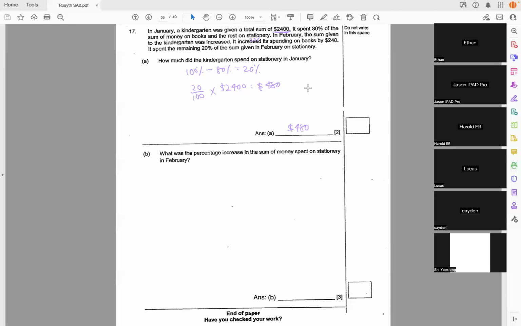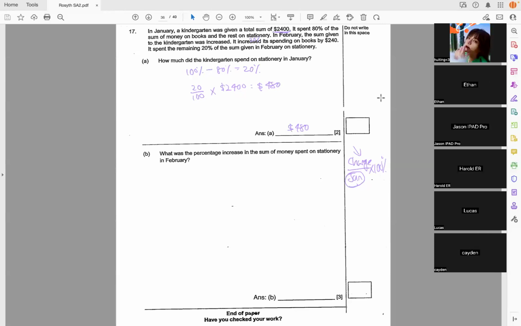Part B. What was the percentage increase in the sum of money spent on stationery in February? Okay, so we already know the amount spent on stationery in January. Part B asks for the percentage increase in the sum of money spent on stationery. So it is the change over your January spending on stationery times 100%. This you already got the answer. Now let's find out the change. To know the change, you need to know how much money was spent on stationery in February.